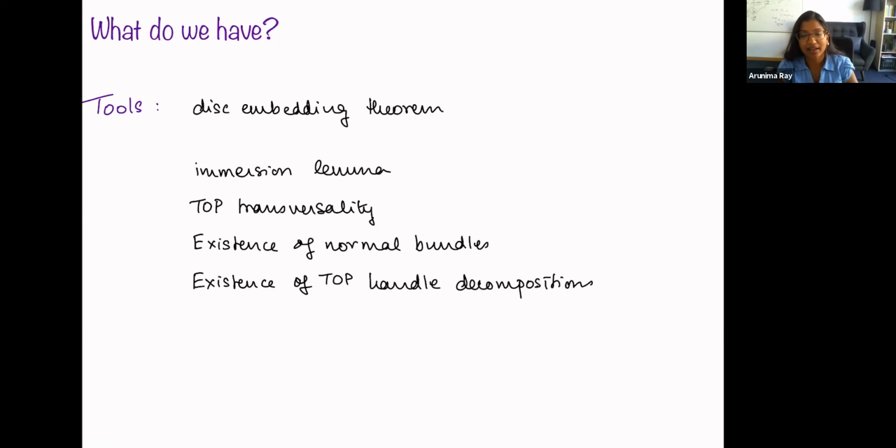Let's change tack a little bit and think about, well, what do we have? So we talked about big, powerful results and what went into the proofs of these things. So the first thing that we have is the Disc Embedding Theorem. I will get to the Disc Embedding Theorem in a second. But what I find really, really cool is these four things that I've grouped together at the end. And these came out of Quinn's work that we talked about in the live lectures.